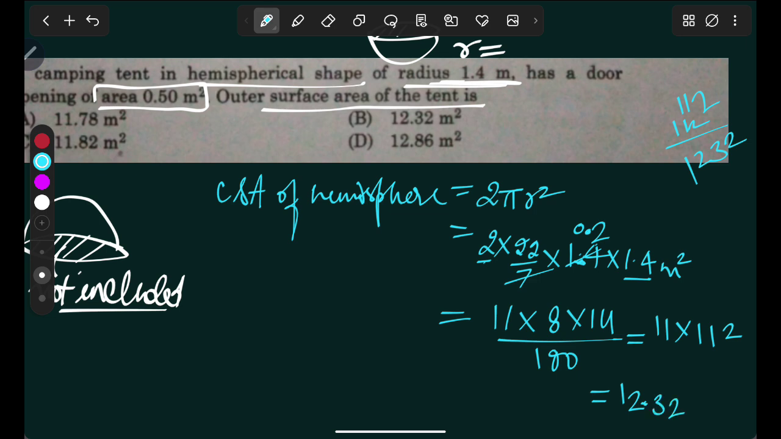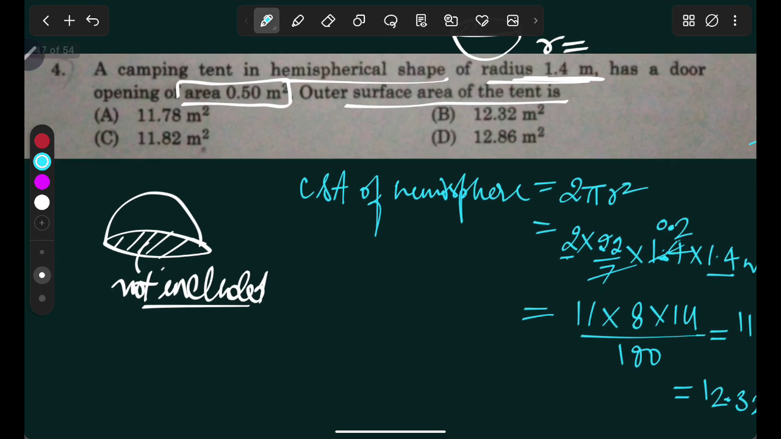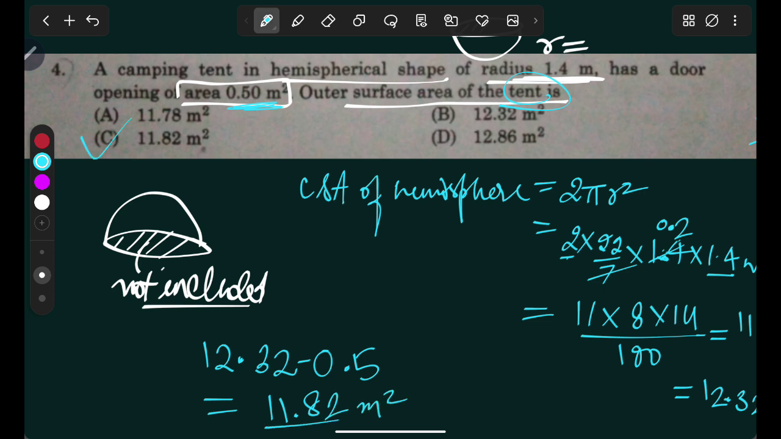12.32 meter square is the curved surface area of the hemisphere. The area required of the tent, we have to subtract this much. So 12.32 minus 0.5 comes out to be what? 11.8. We are left with 11.8 meter square. Option C is the correct answer.